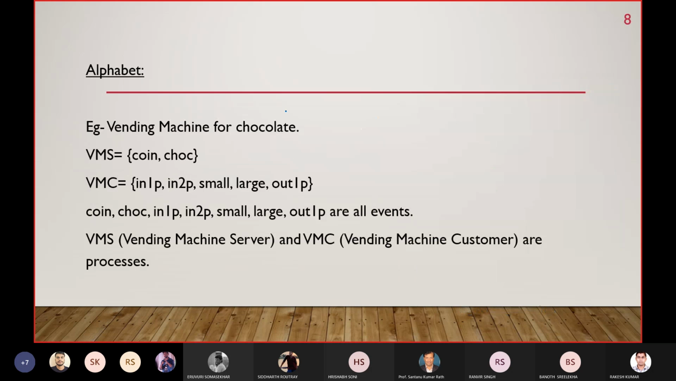Okay, alphabet. So the example here is a vending machine for chocolate. These are the two alphabets: VMS, that is vending machine server, and VMC, that is vending machine customer. So what are the events associated with VMS? That is coin and chocolate. It only knows about the coin and chocolate. Input is coin and the output is chocolate. And VMC, what does the customer know? Input 1p, p is penny, input 1 penny, input 2 penny, meaning coin. Then small, large. So what are small and large? Small chocolate for 1 penny and large chocolate for 2. Then output 1 penny. Why this output? Because if the vending machine is empty, then it will simply return that coin, saying that there is no chocolate available. So all these in the curly brackets are events, and VMS and VMC are the alphabets.